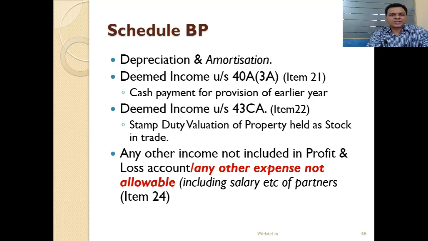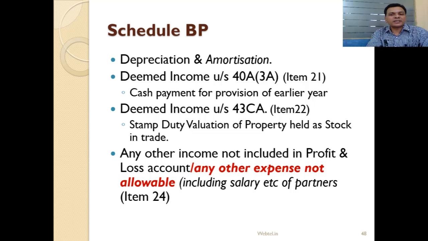Deemed income under section 40A(3)(A), which is item 21 of Schedule BP, which is cash payment for provision of earlier years. You need not just show the disallowance of expenses paid in cash, etc., exceeding 20,000. Even if in an earlier year you had made a provision, and now you are making cash payment of a provision of an earlier year, this disallowance needs to be done for that also and needs to be shown separately.